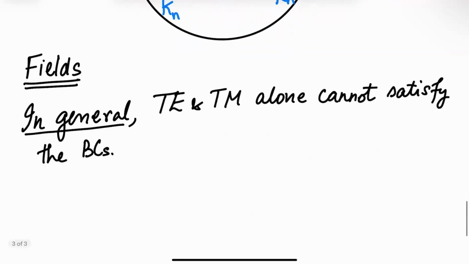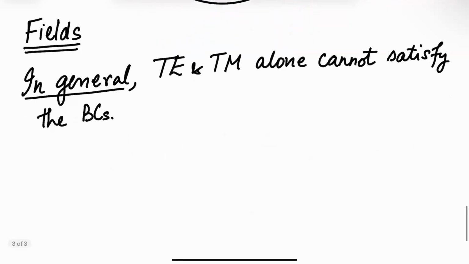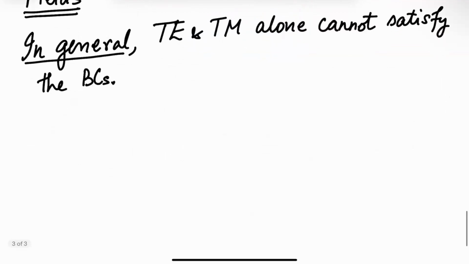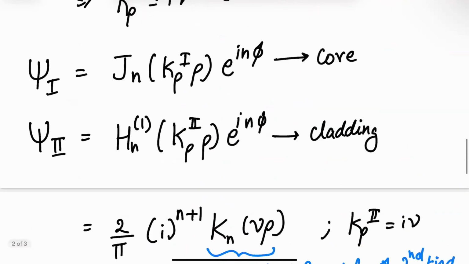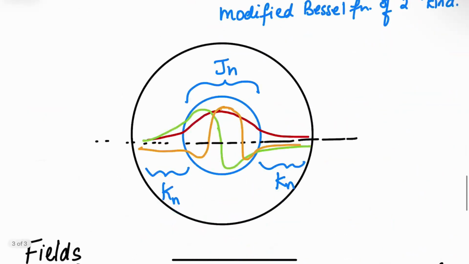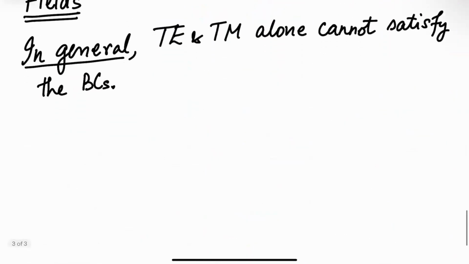So we need a combination of TE and TM modes, which are called hybrid modes. Okay, so let's actually see how they show up. What we'll do is put these potential functions into the equations to find the fields, which we discussed the last time. Once we have the cross-section potentials, from that we can get the fields, right?